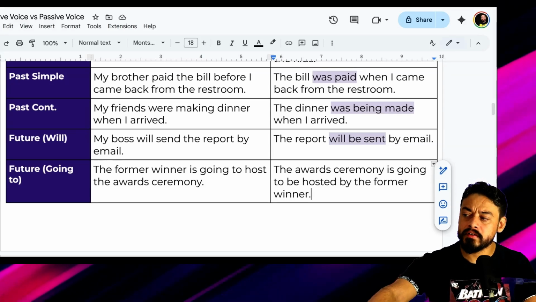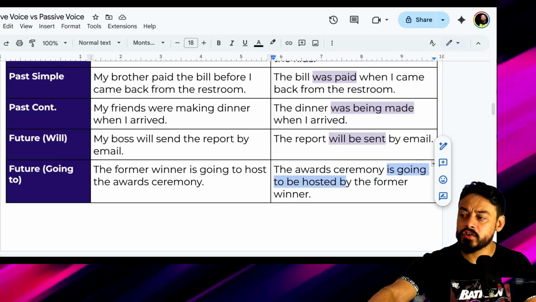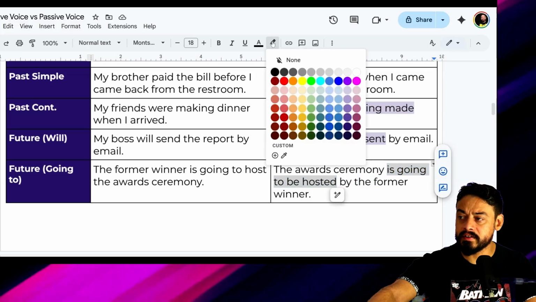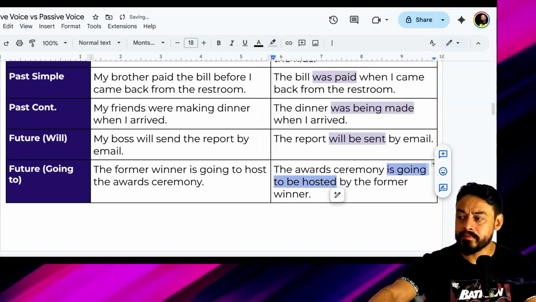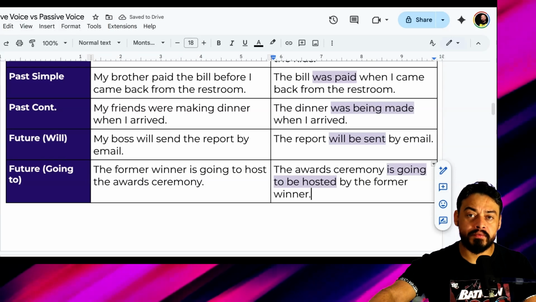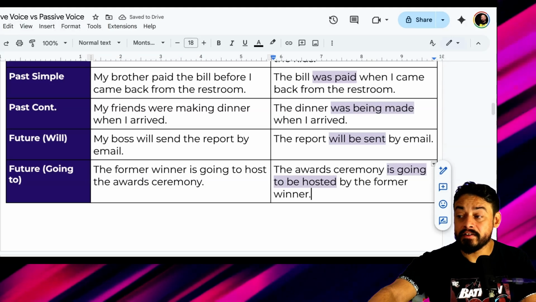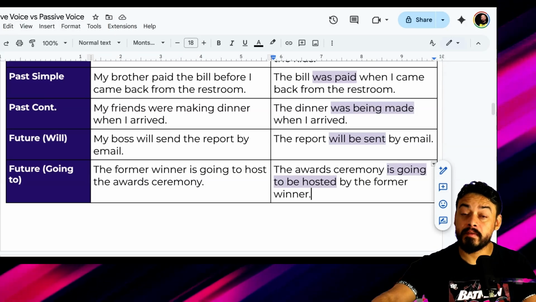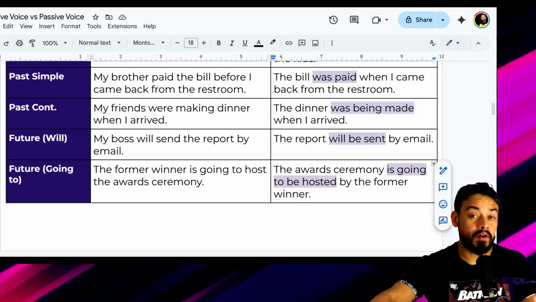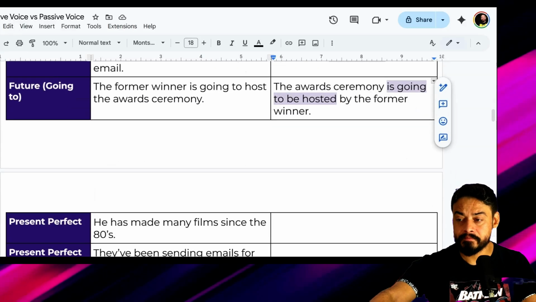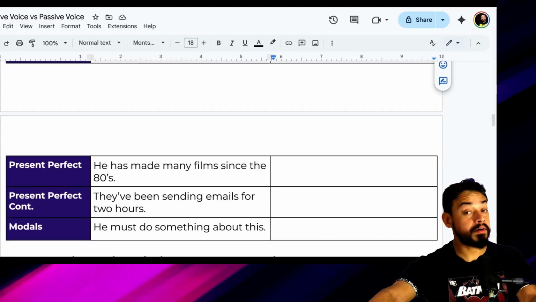So the structure becomes "is going to be hosted." All right? So "will be" becomes "is going to be," and the verb is also in the past participle. Remember? Host, hosted, hosted. Then we have present perfect.